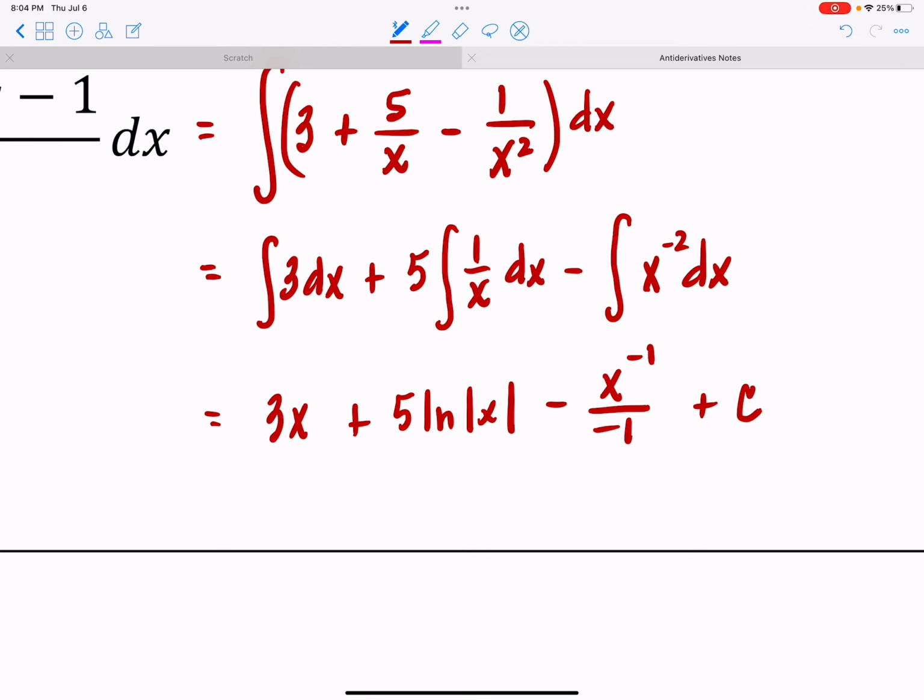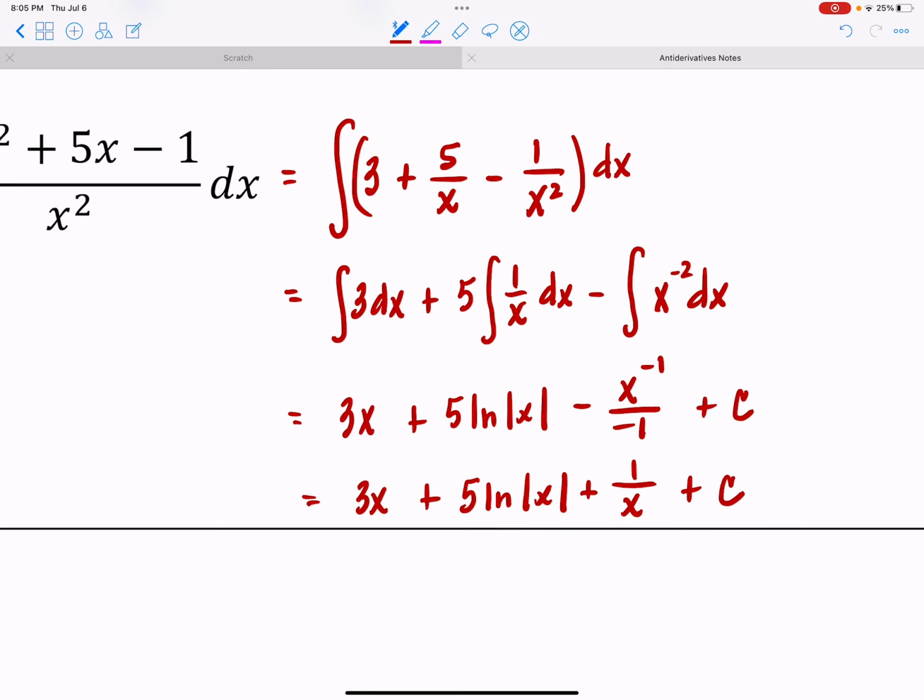And again, you could leave it like this. I probably wouldn't, so I'm going to go one more step. 3x plus 5 times the natural log of x. And then the negative here is going to cancel and make a positive. And then x to the negative first is really 1 over x. And that would be the best form of the answer. Okay? So we put a bunch of different rules into that one problem, but it's good practice.